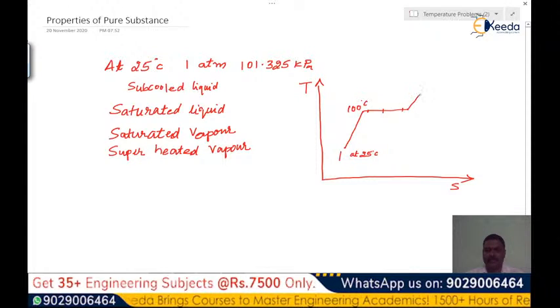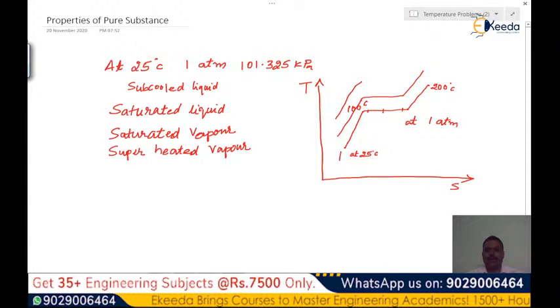once again rises, that is above 100 degrees Celsius, maybe up to very high temperature, maybe 500, 600. We'll just take it as 200 degrees Celsius. It is at 1 atmospheric pressure, and if the same thing happens at 5 bar, the curve may be like this, and if the same thing happens at 10 bar, the curve may be like this.